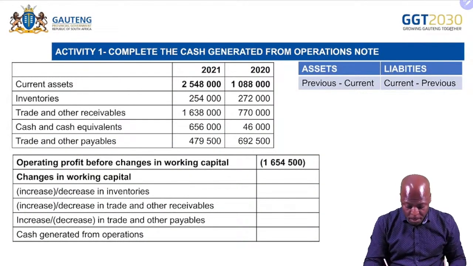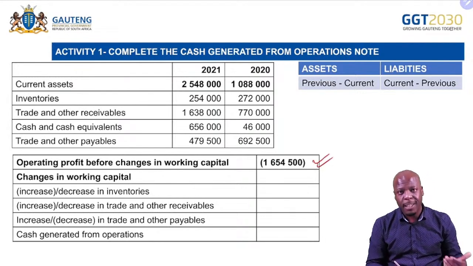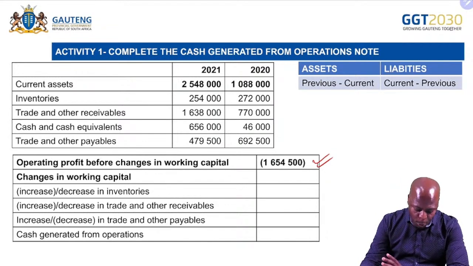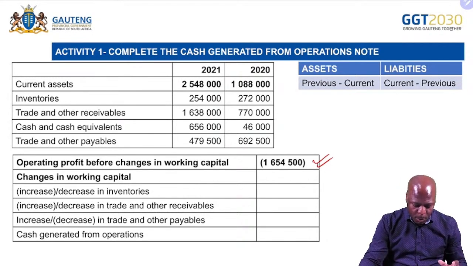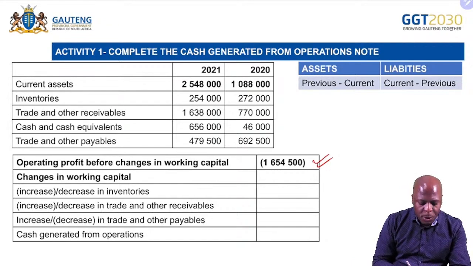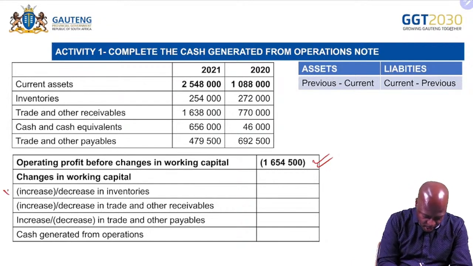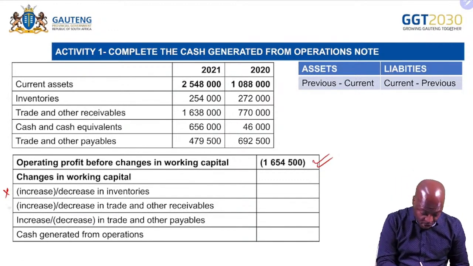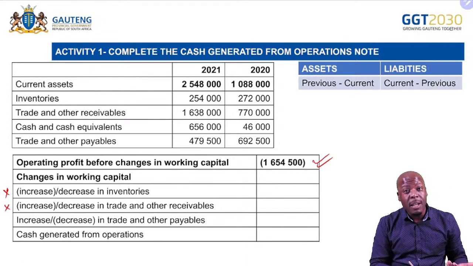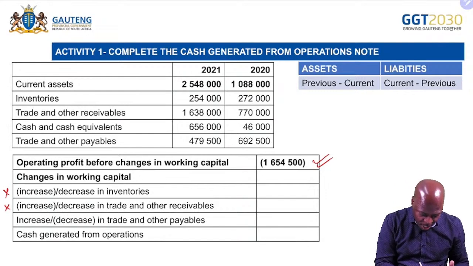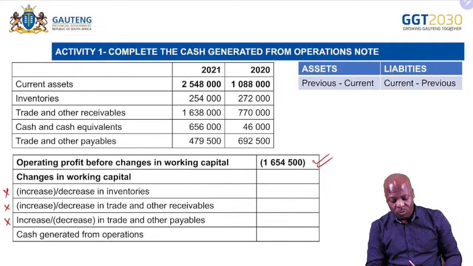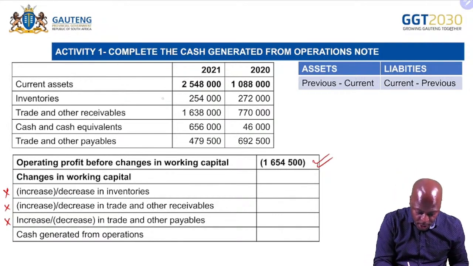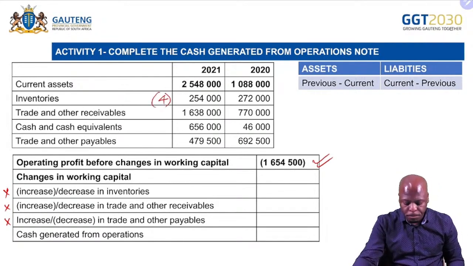I'm continuing. So remember, this is what we got from the previous calculations. I am now going to look into the three aspects. Number one, I have my increase or decrease in inventory, which is here. I have my increase or decrease in trade and other receivables, which is here. And lastly, I have an increase or a decrease in trade and other payables, which you see here. Let me start with the first one, which is my inventories. Remember, inventory is note number 4.